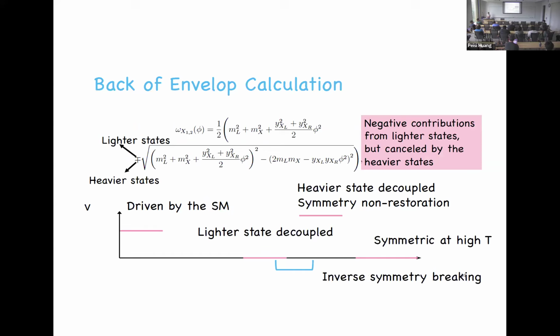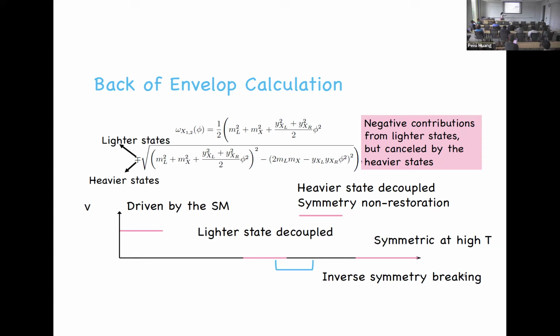Then we can do a back of the envelope calculation. Here I write down the field-dependent mass of those new fermions. We have a minus sign that we want for the lighter state. However, that contribution will be canceled by the plus sign from the heavier states. So what we expect is that at very high temperature, when everything is there, electroweak symmetry is restored. Then as the universe cools down, the heavier state decouples, and things are driven by the lighter state, and we can have symmetry non-restoration. And when the temperature goes down even further, even the lighter state becomes decoupled, so we go back to the standard model story.